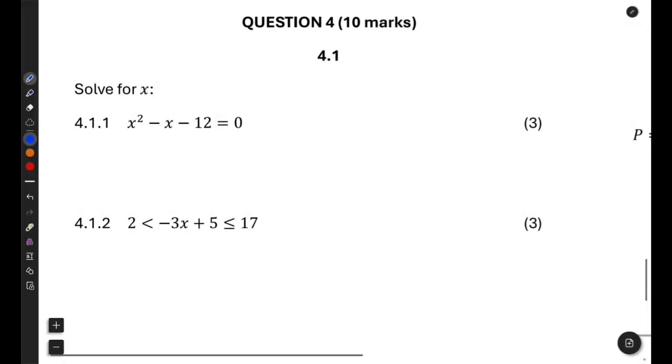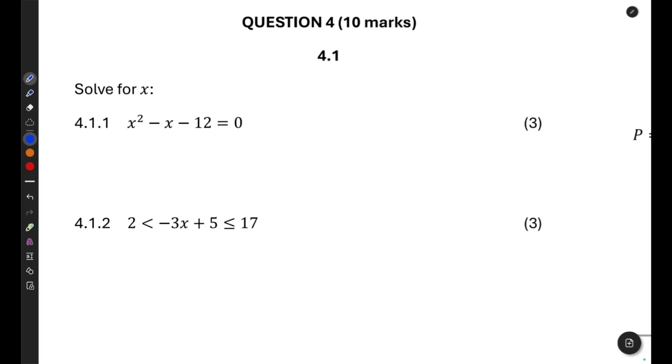Question 4. Okay, solve for x. Now, remember, we get simplify, we get factorize, and then we get solve for x. So in this case, you need to check each individual sum and do what is necessary. Most of the time, if there's an x squared, you will have to factorize so that you can make each bracket equal to 0. If there isn't a square, then you're just going to get all the x's on the one side and the numbers on the other side.